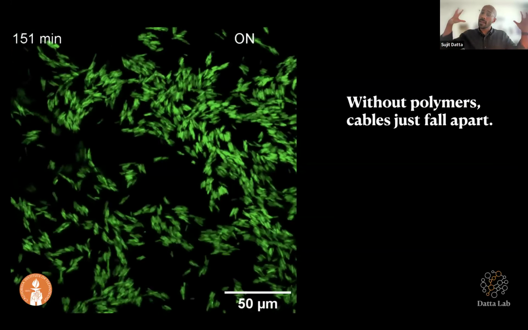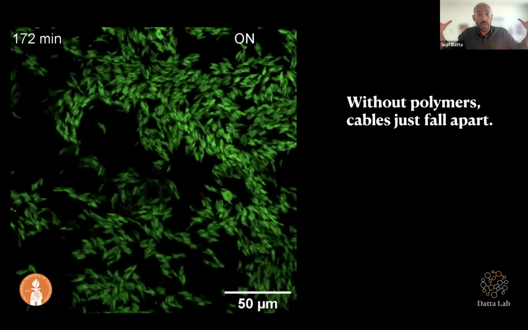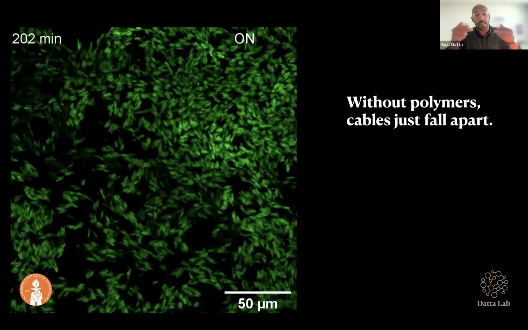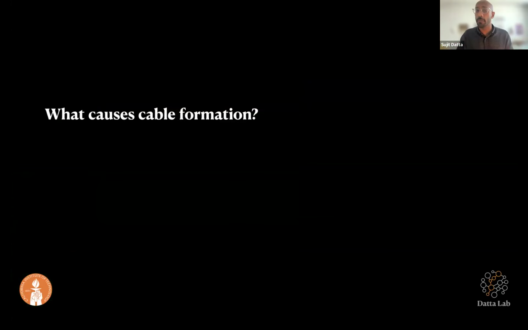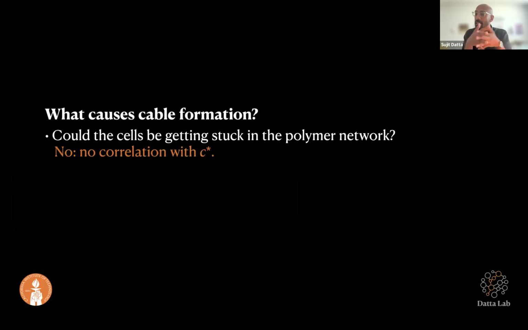They can, but somehow when there's polymers around, the cells are getting stuck in these elongated cables. So what's going on? What causes cable formation? Could it just be that the cells are getting stuck in the polymer network? No, we didn't find any correlation between the threshold polymer concentration for cable formation and C star, the critical overlap concentration when these polymers start to form a network.